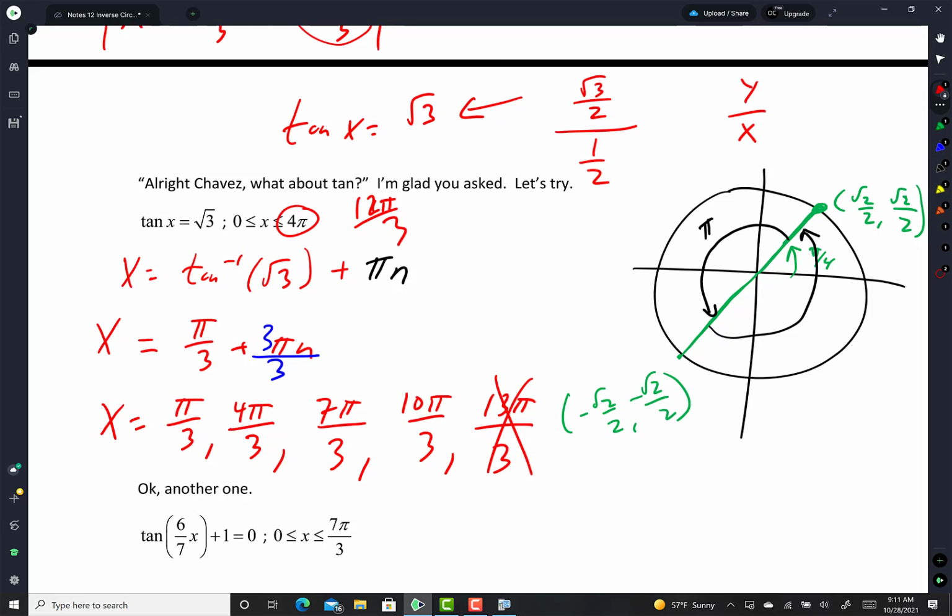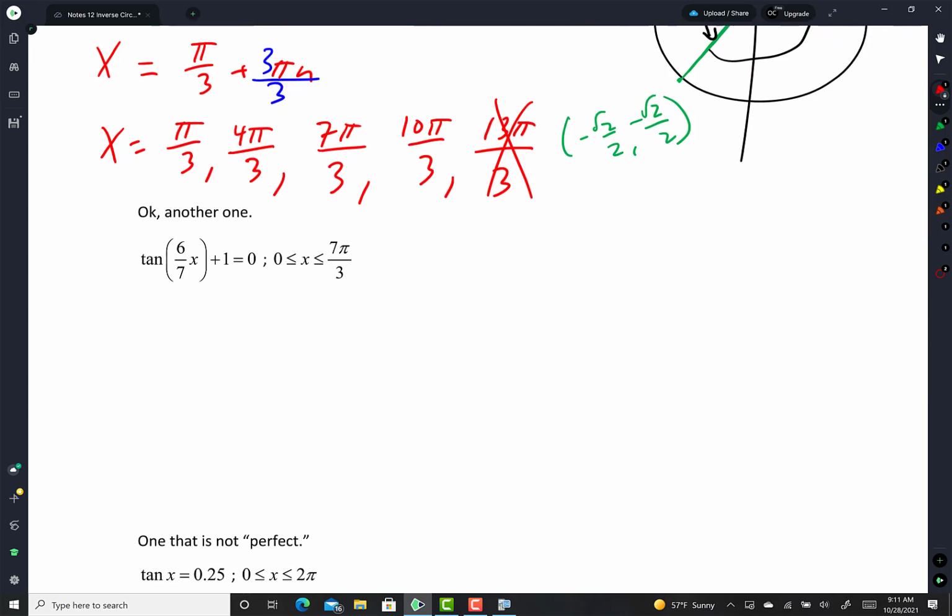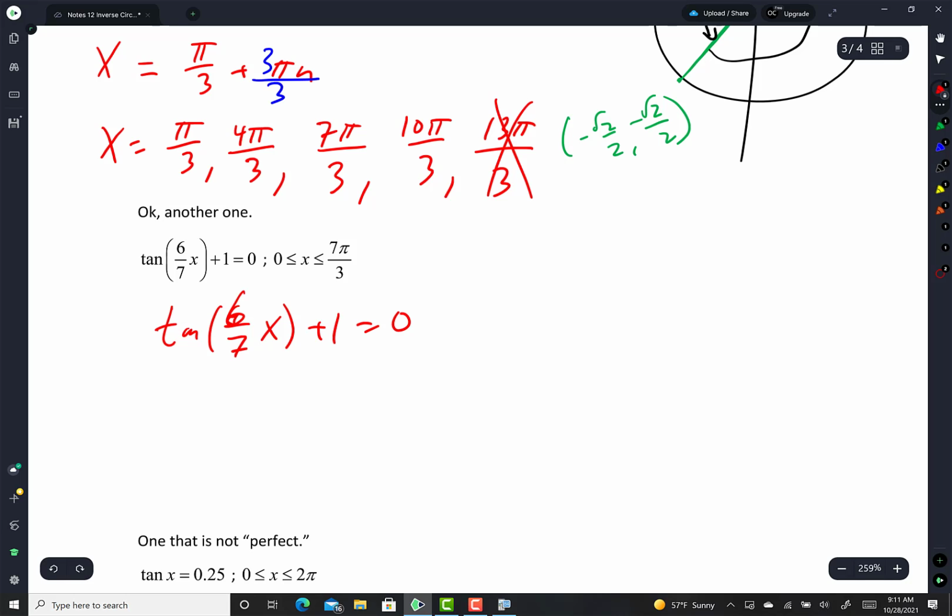So there it is, guys. How do we feel? So do you guys think you guys can tackle this one? All right, let's see. First thing you do, I guess first write the expression. Tan of 6/7 x plus 1 equals 0. Move the 1 to the other side. Tan of 6/7 x equals negative 1.